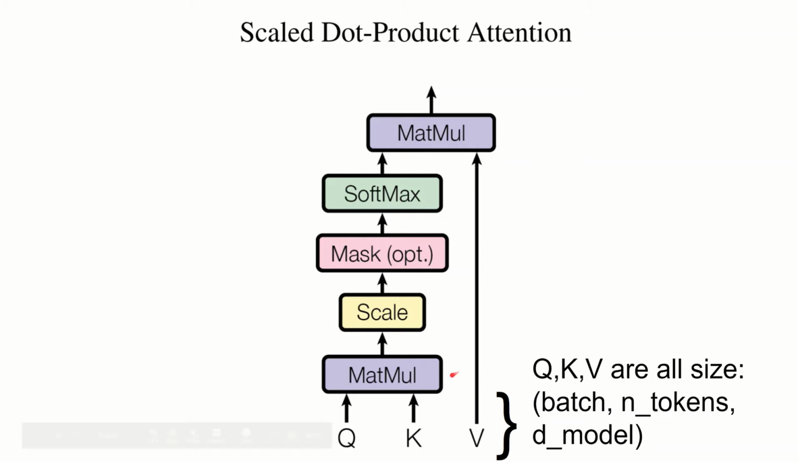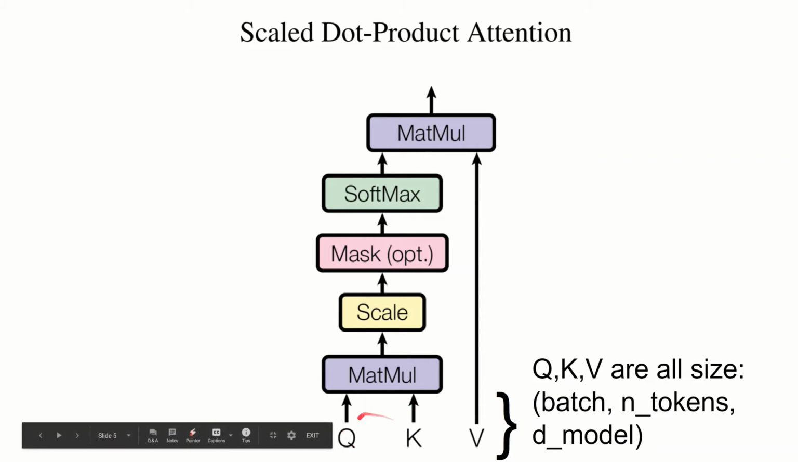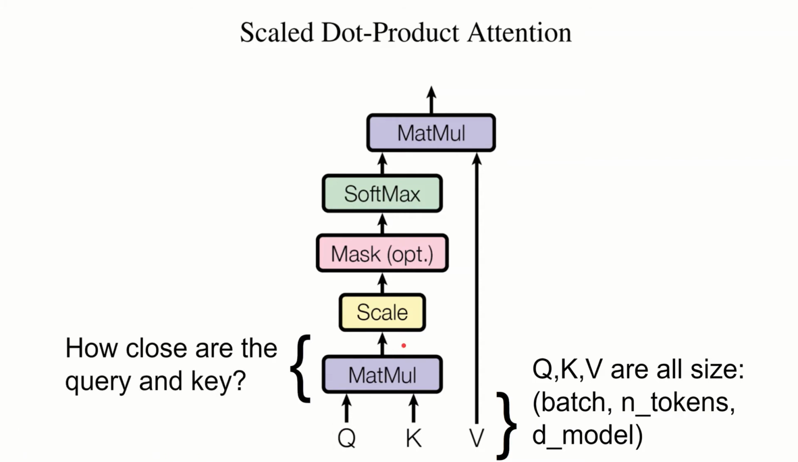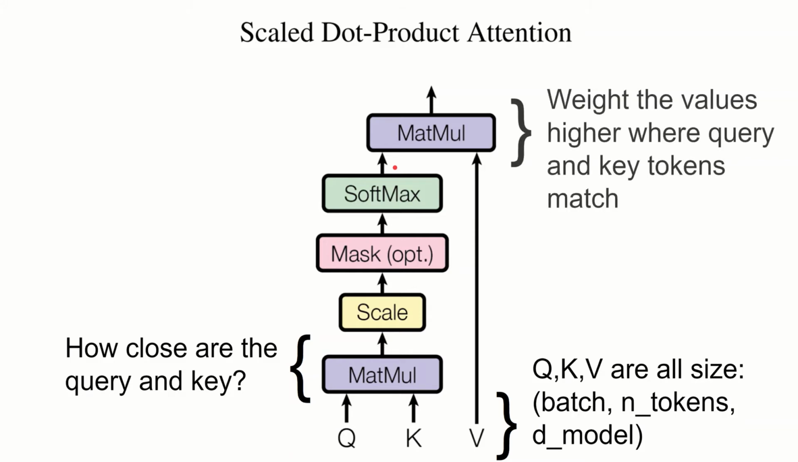So what we do first is we multiply the key and query matrices together, and this determines how close the query and the key are to each other. We then scale the output, perform a masking operation, which you already have the code to do, and perform a softmax on it. And what that gets us is a percentage of how close the query and key are to each other. Then we multiply that with the value matrix, which will weight the values higher where the query and key tokens match. And then that will provide a single attention tensor.